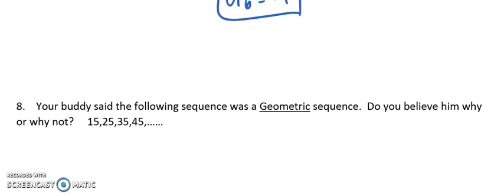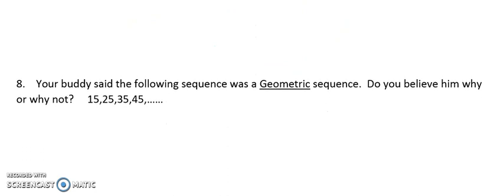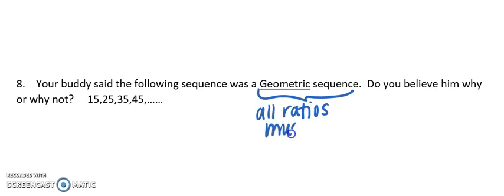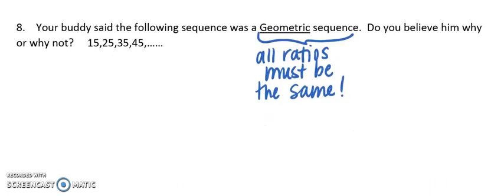Your buddy said the following sequence was a geometric sequence. Do you believe him? Why or why not? Now, a lot of y'all will say yes or no and then write nothing else. Back it up. Back it up why you think that. So look, if this is a geometric sequence, if this is true, then all ratios must be the same. Right? If this is true, all ratios must be the same. So let's check out, oh boy, here.